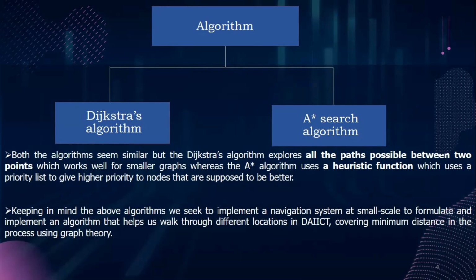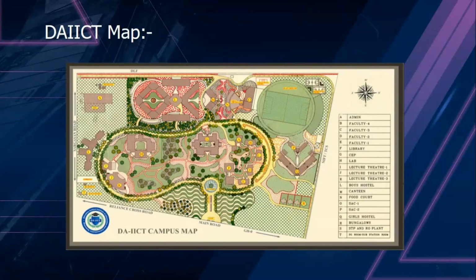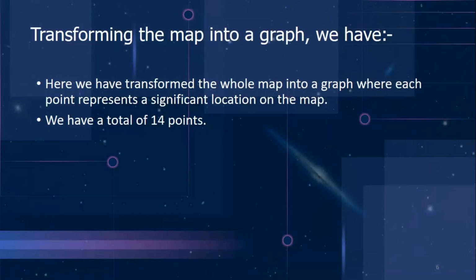Keeping in mind the above algorithms, we seek to implement a navigation system at small scale to formulate and implement an algorithm that helps us walk through different locations in DA-IICT, covering minimum distance in the process using graph theory. This is the map of DA-IICT. Transforming the map into a graph, we have Dijkstra's algorithm.